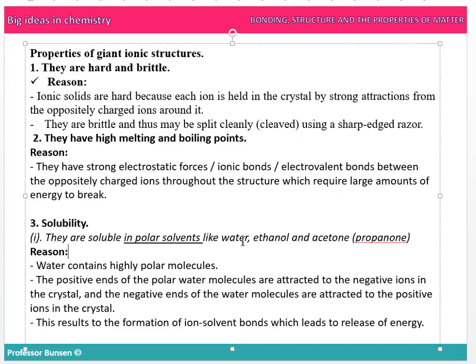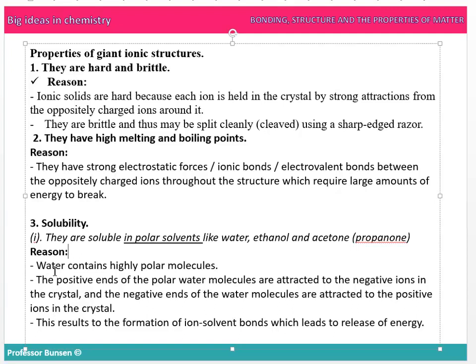Now, we have non-polar substances, which mostly are organic compounds, for example methylbenzene. Sodium chloride cannot dissolve in methylbenzene, but in water, ethanol, and acetone, which are polar solvents. That is why sodium chloride, or rather ionic structures, can dissolve in them.